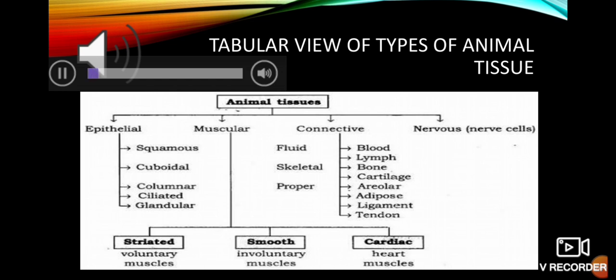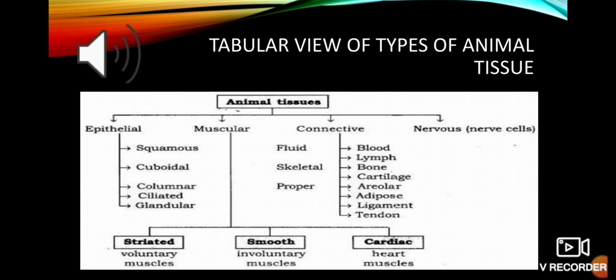This is the tabular view of the animal tissue. Animal tissues are of various types. As you can see, it is basically divided into 4 types: epithelial tissue, muscular tissue, connective tissue, and nervous tissue. Further, it is divided into many subtypes. So one by one, we are going to study about this.